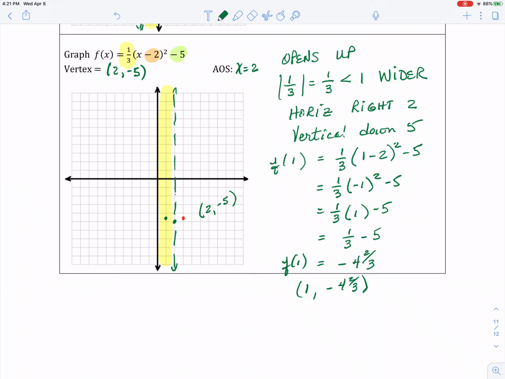All right, so when I sketch this one, I'm just doing a rough sketch here. Hope you see that it's wider because of that multiplier of 1/3 out there in front. All right, so I hope that helps you with graphing parabolas.